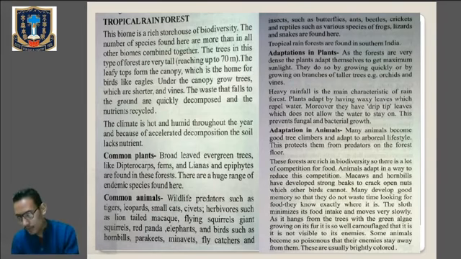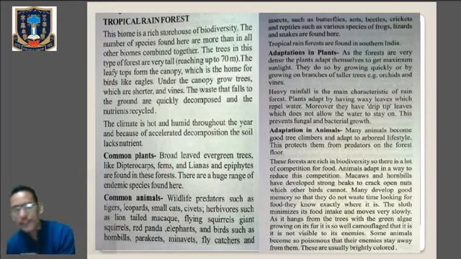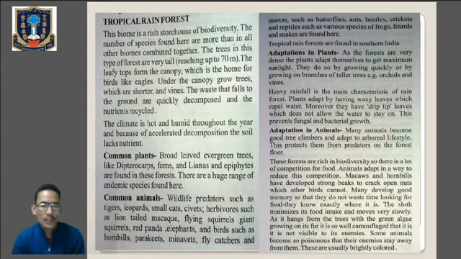So what do you have to remember over here? You have to remember the characteristics of the tropical rainforest, then the types of plants and animals present in this tropical rainforest biome, then the adaptive features, the adaptations seen in the plants and animals present in the tropical rainforest biome. This you have to remember.